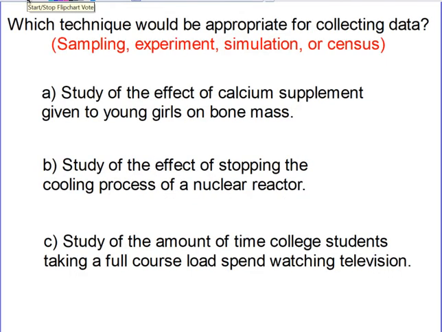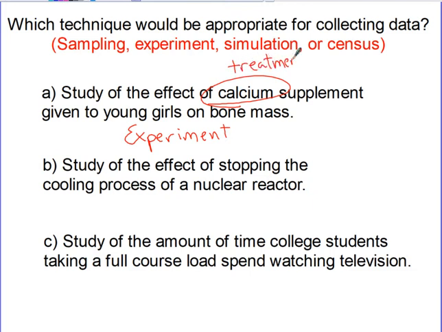Okay, so identifying which technique would be appropriate for collecting data. We've got sampling, which we talked about yesterday. We can run an experiment, we can run a simulation, or we can do a census and get all the data. Study the effects of a calcium supplement given to young girls on bone mass. That's an experiment because you're giving some sort of treatment. That treatment right there is the calcium supplement. So because of that treatment, that makes it an experiment.